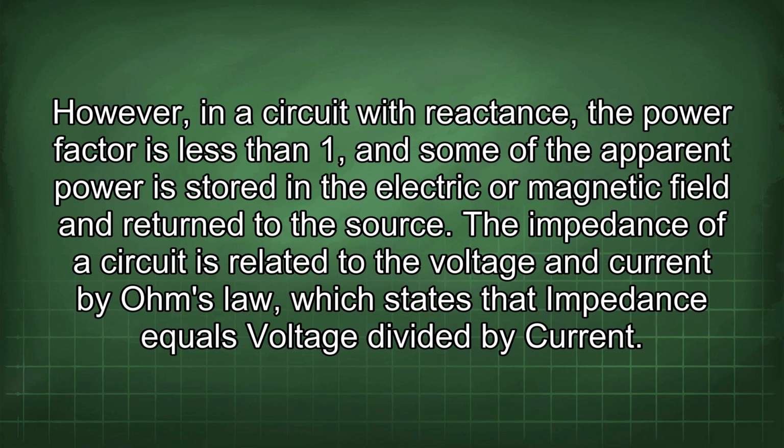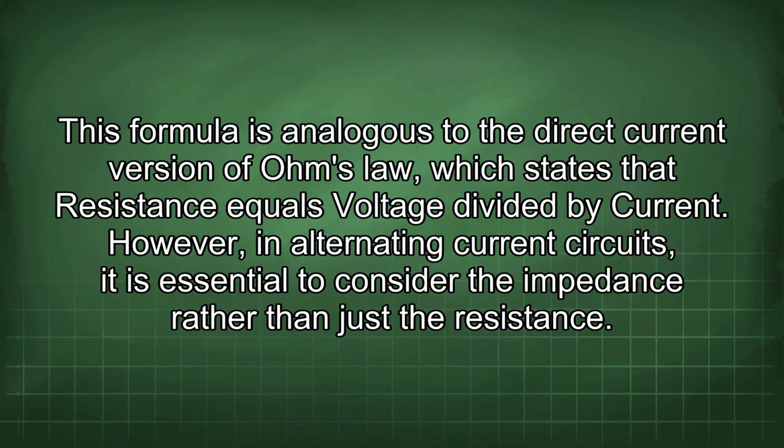The impedance of a circuit is related to the voltage and current by Ohm's law, which states that impedance equals voltage divided by current. This formula is analogous to the direct current version of Ohm's law, which states that resistance equals voltage divided by current. However, in alternating current circuits, it is essential to consider the impedance rather than just the resistance.